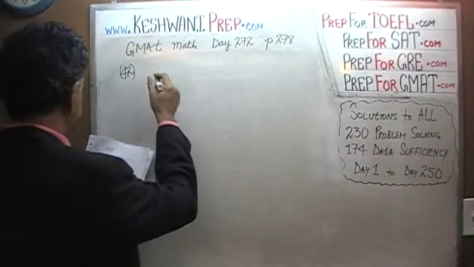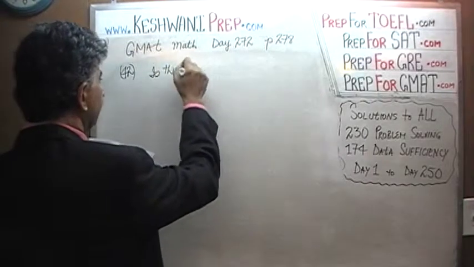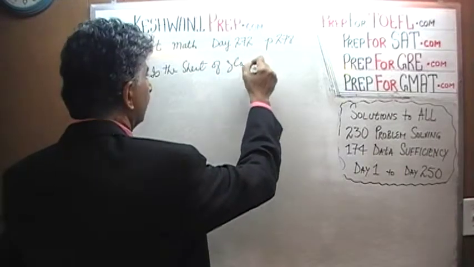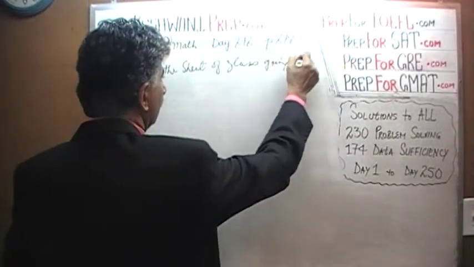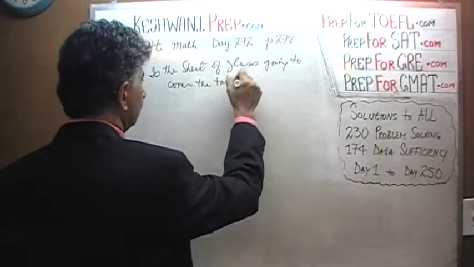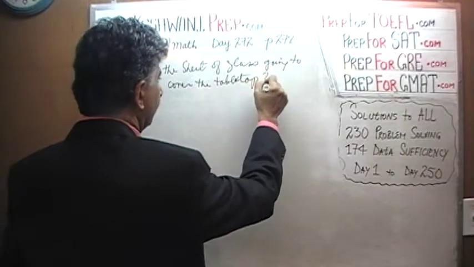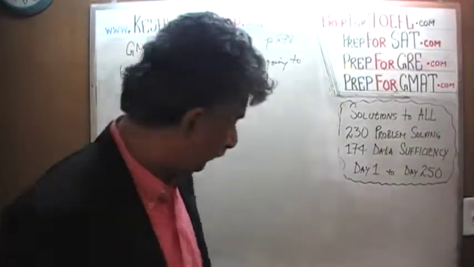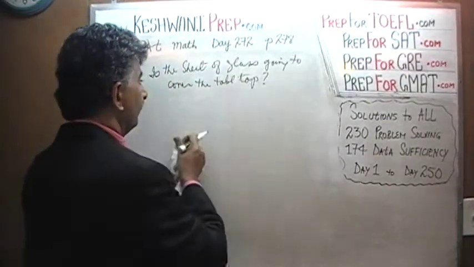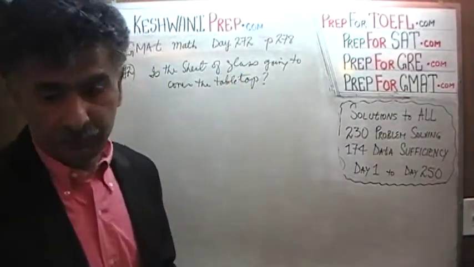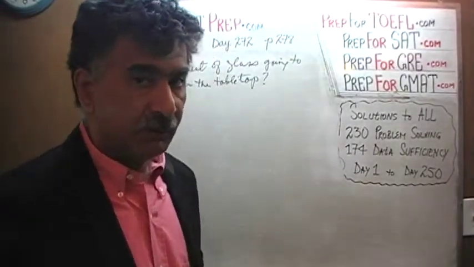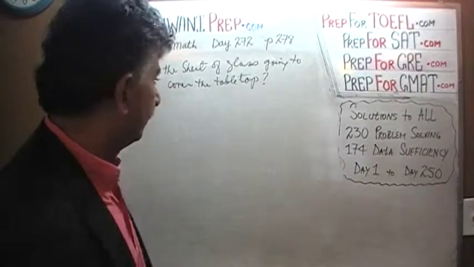Number 42. Is the sheet of glass going to cover the tabletop? Very straightforward, very simple question. Is the sheet of glass going to cover the tabletop? And that is all that they're asking. And we have to be able to tell them either yes or no based on the data that is given to us in the two statements. Let's see what they tell us in the statements.